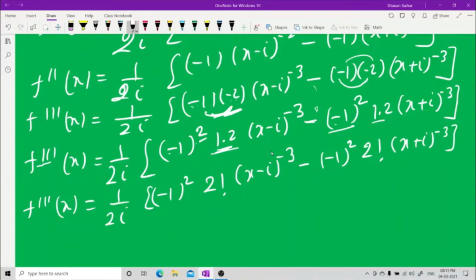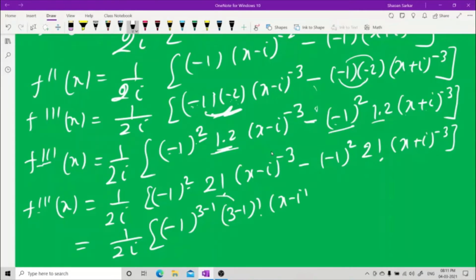Listen, when there is a third derivative, it is 2 times. Let's write it in this manner, then you will understand what I'm trying to say. Minus 1 to the power of 3 minus 1, 3 minus 1 factorial. This is nothing but 2. And this is x minus iota to the power of minus 3, minus 1 to the power of 3 minus 1, and this is 3 minus 1 factorial. And then this is x plus iota to the power of minus 3 bracket.